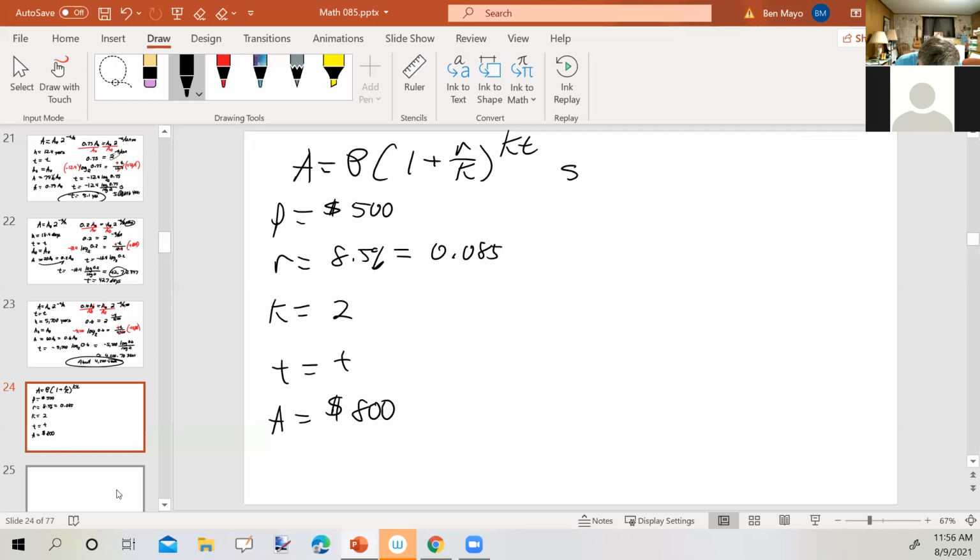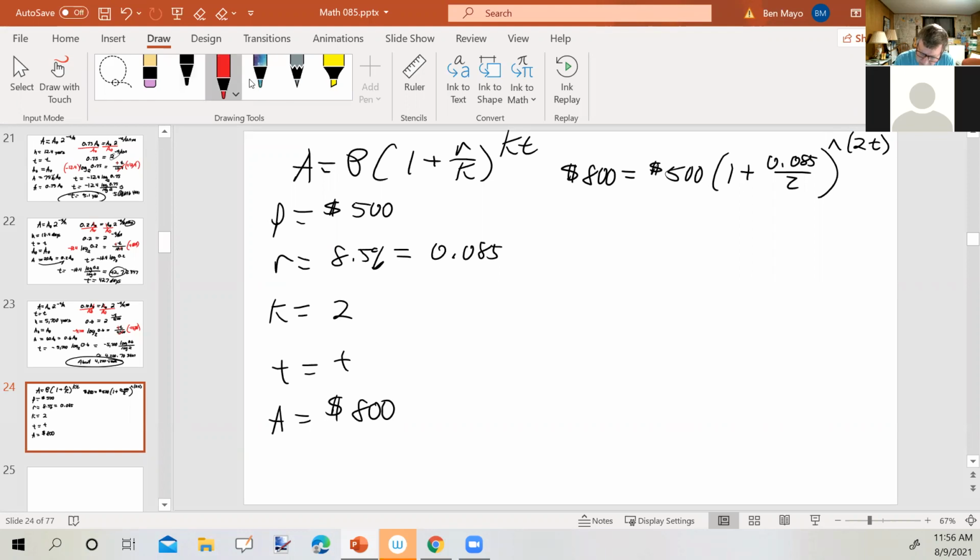So our equation becomes $800 equals $500 times 1 plus 0.085 over 2 raised to the 2t power. Okay. Now, I can go through and take 0.085 divided by 2 and get the result and add it to 1 and simplify what's inside of there. Okay. In fact, let's do that. So let's see, we get $800.